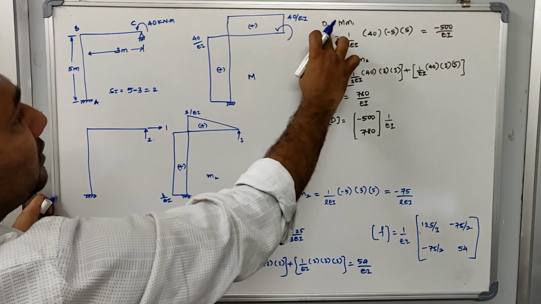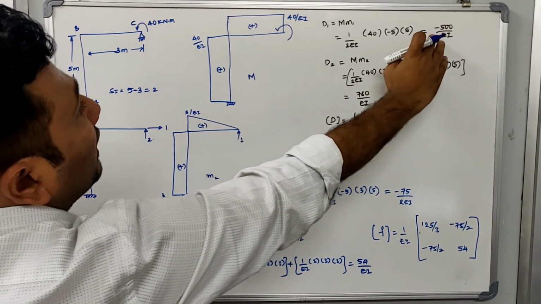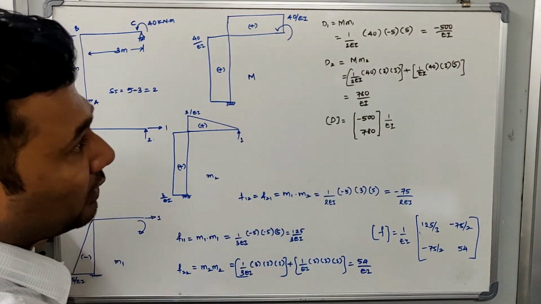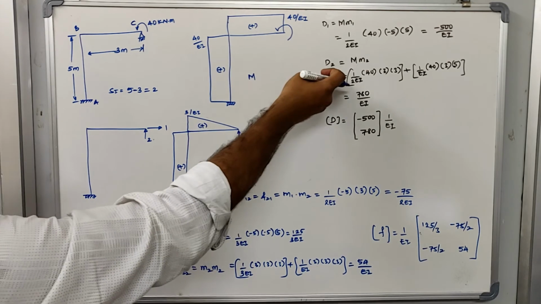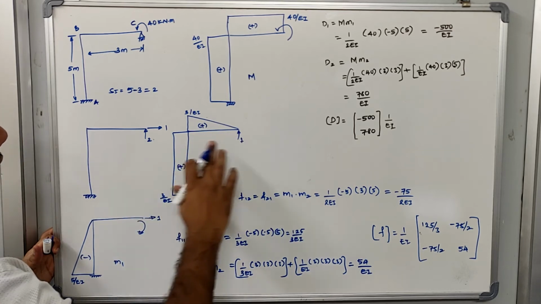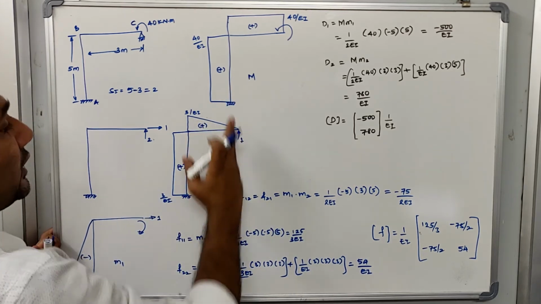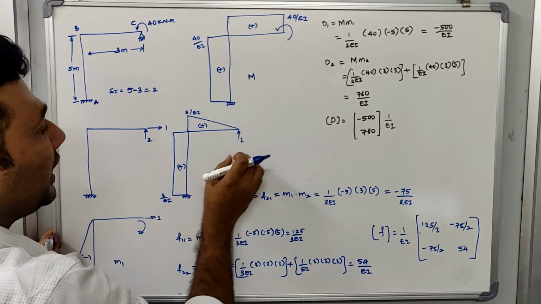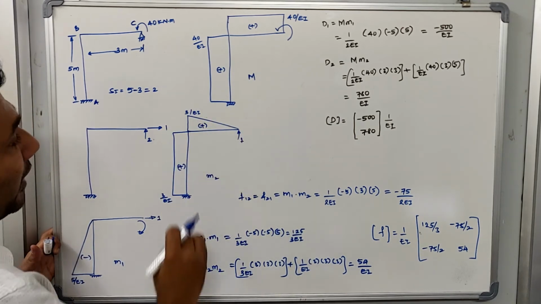So D1, the displacement in the horizontal direction, will be minus 500 by EI. Okay, now similarly we can solve for D2. D2 is the displacement in the vertical direction. So what I will do here is apply the unit load in the vertical direction, and determine how much the bending moment diagram is.